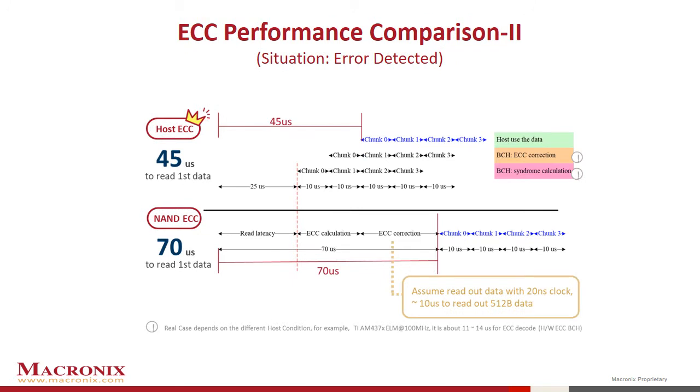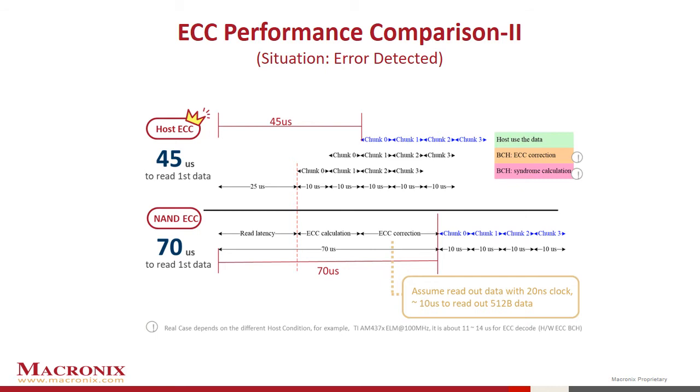Now let's compare the NAND performance when errors are detected. The diagram on the top shows the NAND latency with host-based ECC. The latency is calculated by adding 3 sets of timing: the time to load 2K byte data into NAND cache from the NAND array, the time to read the first 512 bytes from NAND cache to the host and check ECC, which is 10 microseconds, and the time it takes to correct the errors, another 10 microseconds. By adding these 3 operations, the first data will be ready to read in 45 microseconds.